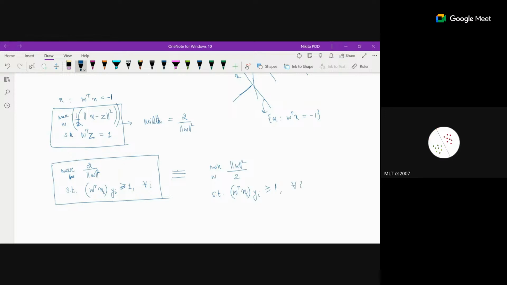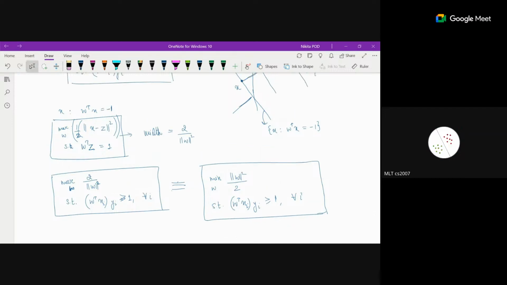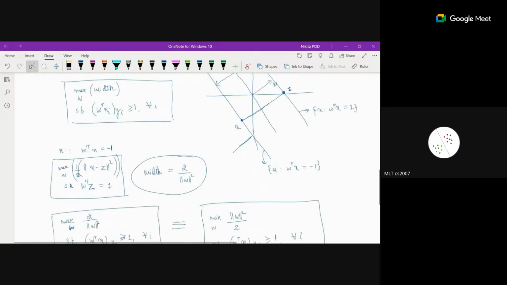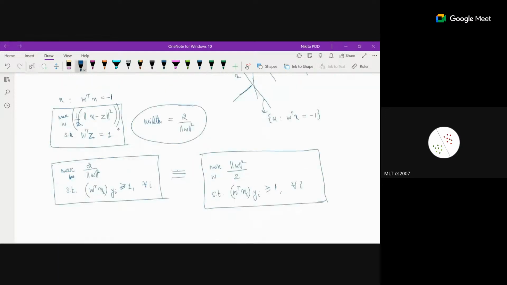Ma'am, in the width, why are we dividing 2 by norm squared? No, this we got after solving this optimization problem. This is not something I wrote directly by looking at this. You have to solve this optimization problem and only then will you get this term. So basically the width that we're writing over here will turn out to be 2 upon norm squared after solving this optimization problem. Okay, fine, ma'am.